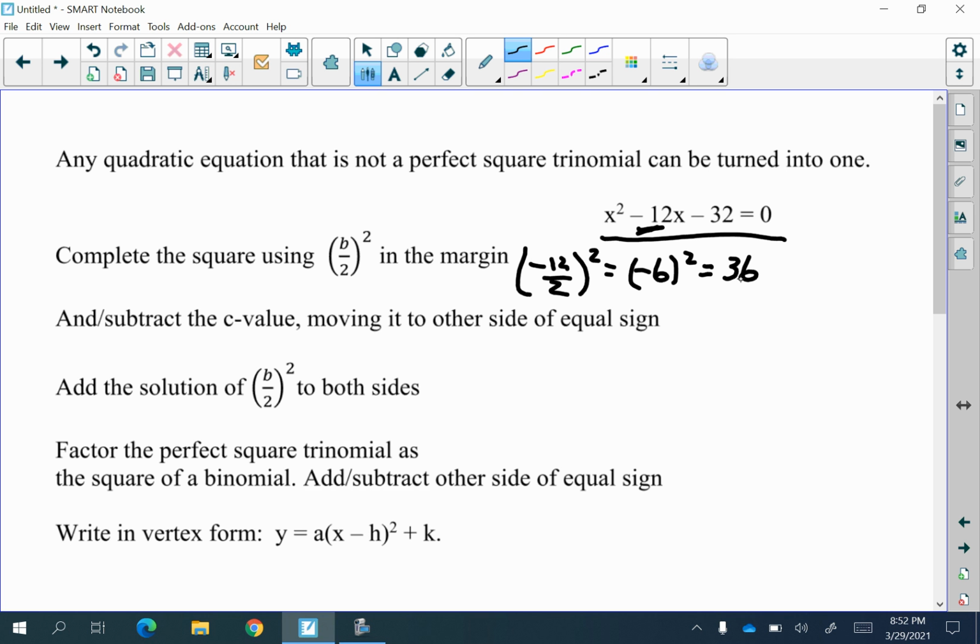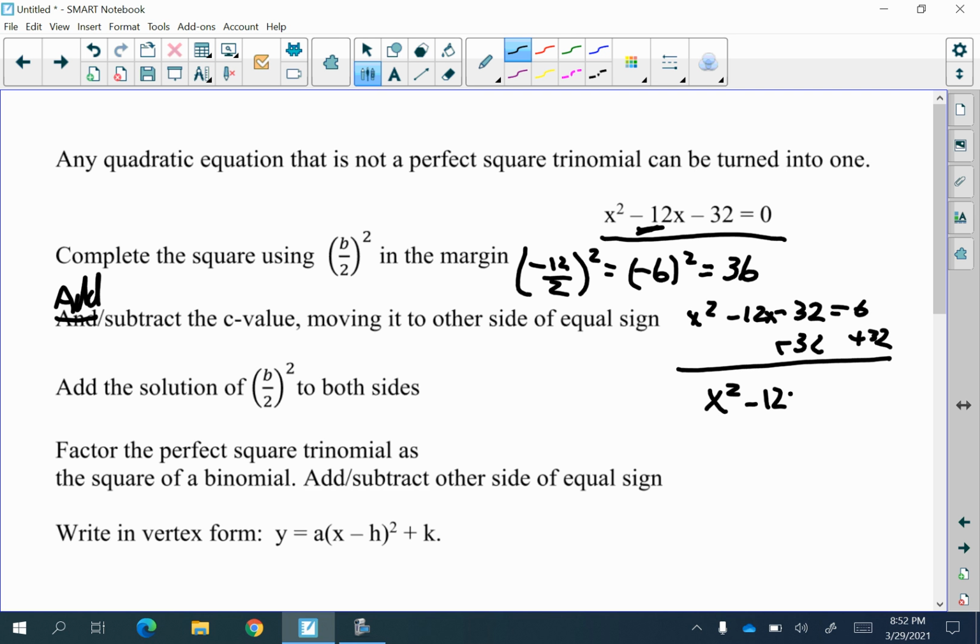So we're going to take the 32, and since it's a minus, we're going to add it to both sides. So it says add or subtract. That shouldn't say and. This should be add the C value by moving it to the other side. So if I have x squared minus 12x minus 32 equals it, I'm going to add 32 to both sides. And when I do that, I get x squared minus 12x equals 32. That's when we add 32 to both sides, right?